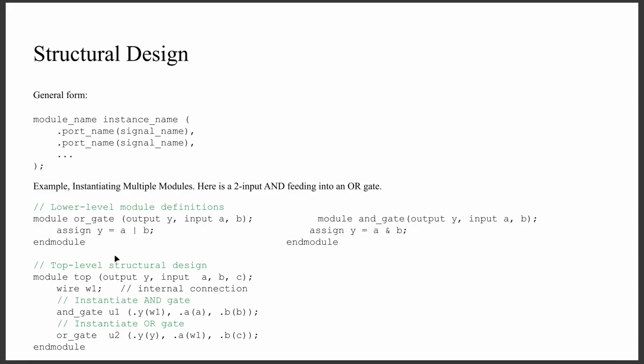So in the top level structural design, module top has output Y, input A, B, C. We declare a wire W1. First we instantiate the AND gate, and we send W1 in here, A and B. And then for the OR gate, we send the updated values of Y, W1, and C.